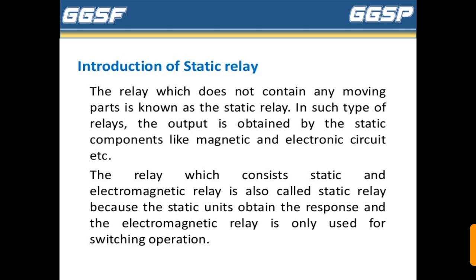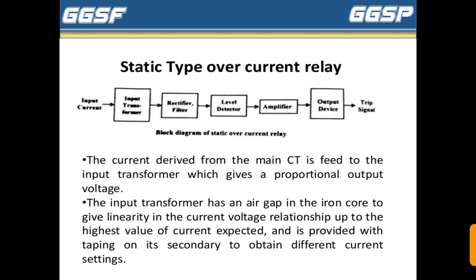In such type of relays, the output is obtained by the static components like magnetic and electronic circuit, etc. The relay which consists of static and electromagnetic relay is also called static relay because the static units obtain the response and the electromagnetic relay is only used for switching operation.